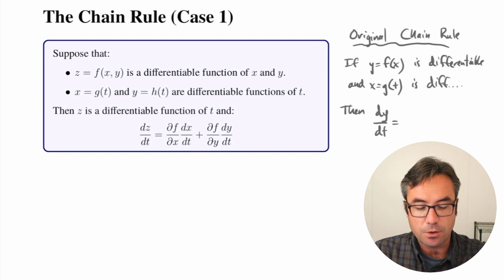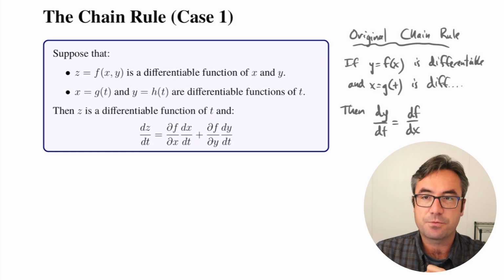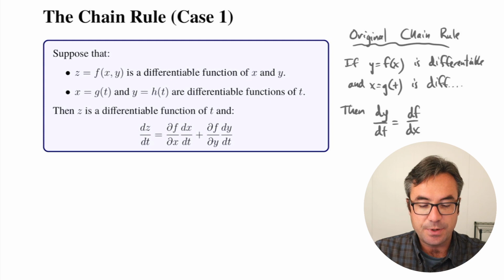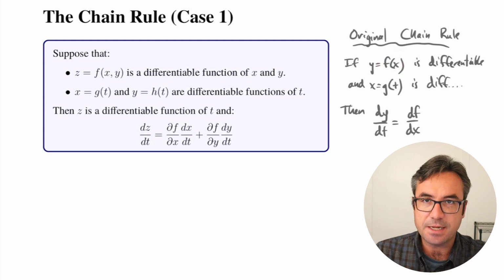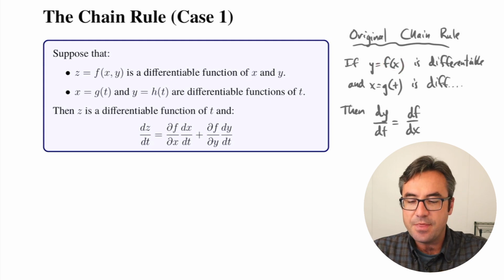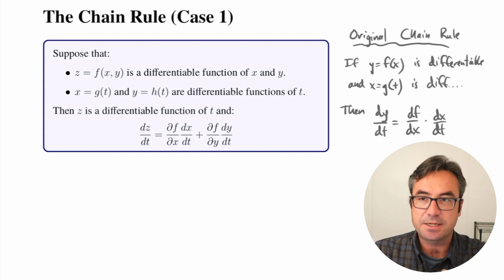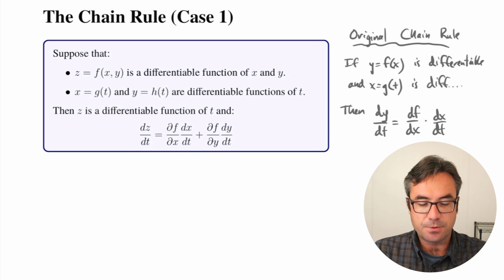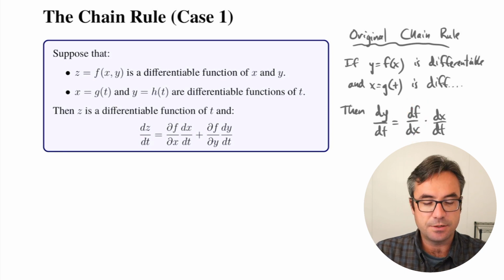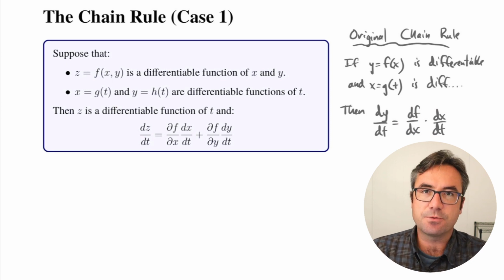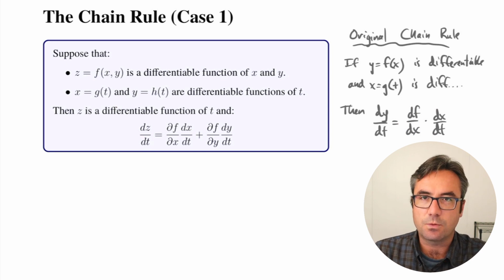And how the chain rule looked, we would differentiate our function f with respect to x. So we differentiate this function with respect to x just like regular. And then we would multiply by the derivative of x with respect to t. So this is really the derivative of the outer function times the derivative of the inner function. So this was our chain rule that we saw all the way back in Calc 1.